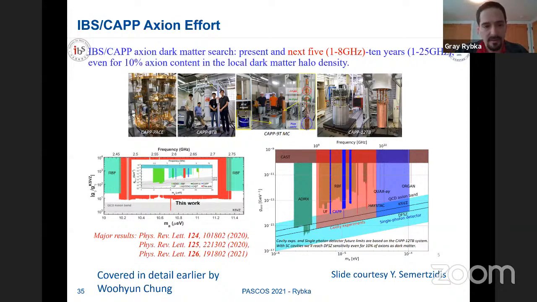You might notice, I guess you saw the full talk from Woo-Yeon, that their target area is the same target as ADMX. So it's kind of an exciting race between the two of us as we're both going there, because we both think that's the right place to go fishing. So yeah, I think things will be quite exciting over the next couple of years there.